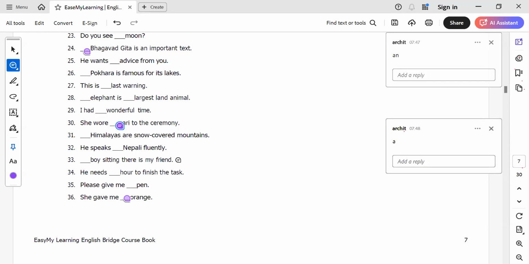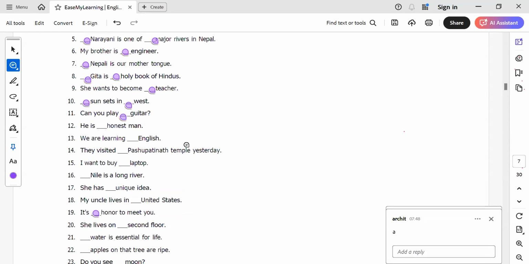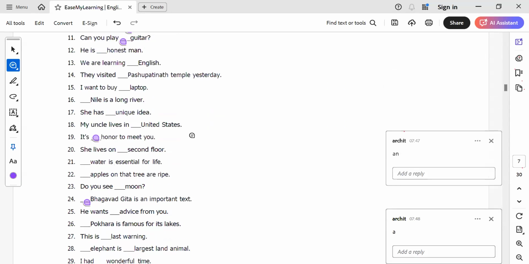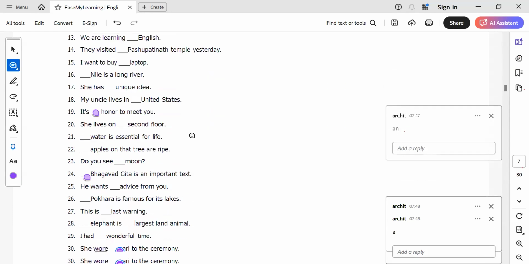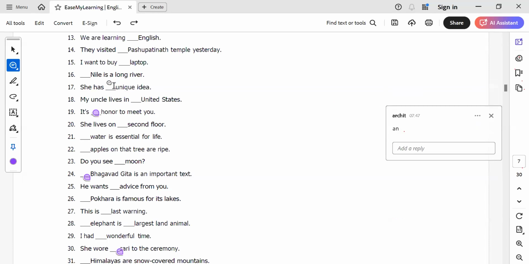So let's have a couple more questions, or two or three more questions. Let's have three, four more questions. Last four questions, everybody, for the time being. So, question 17: she has dash unique idea. Samrat or Manoj, what is your answer? I'm just saying I have the answer quick.